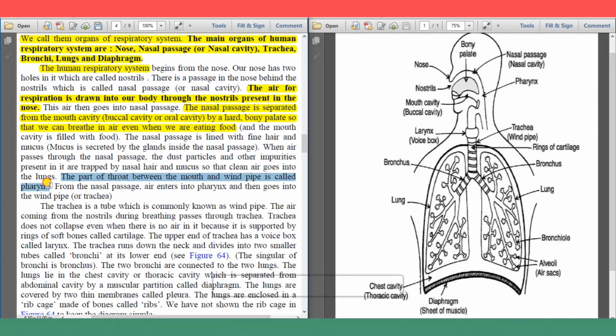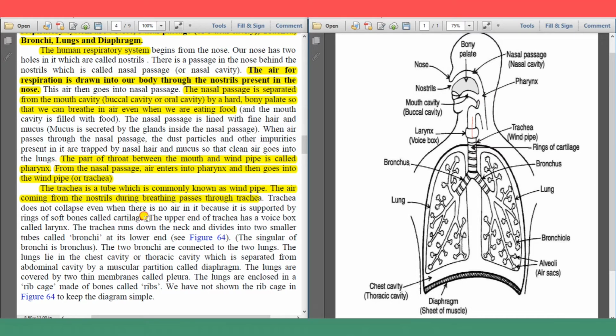The part of the throat between the mouth and windpipe is called the pharynx, and from the nasal passage air enters into the pharynx first, then it goes into the windpipe or trachea. The upper end of the trachea has a voice box called the larynx. Then the trachea runs down the neck and divides into two smaller tubes called bronchi. In singular, bronchi are called bronchus. And these two bronchi are connected to the lungs.